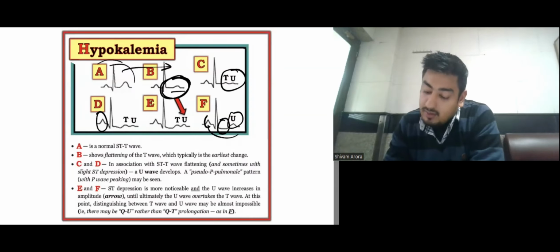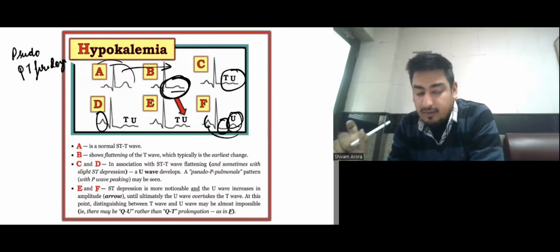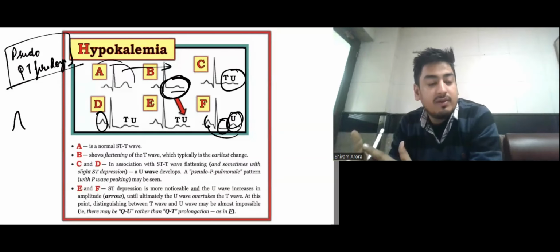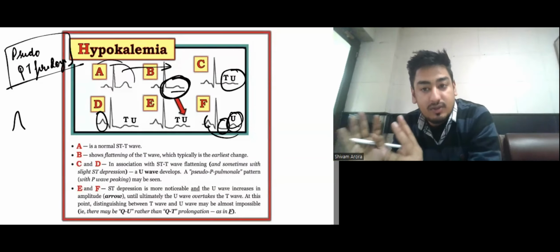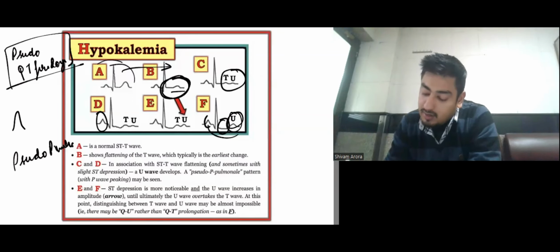Okay. So in hypokalemia, we have two pseudo findings. That is pseudo QT prolongation. Why? Because the T wave is absent and the U wave appears like a T wave, so there is actually a prolonged QU interval, but it appears like a QT interval, so we call it pseudo QT prolongation. Also, the P wave becomes tall. Now, a tall P wave is P pulmonale, but here there is no right atrial enlargement. We call it pseudo P pulmonale.